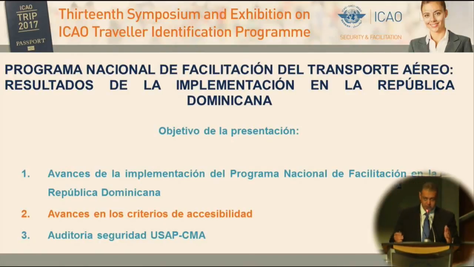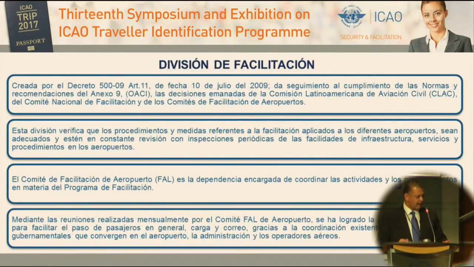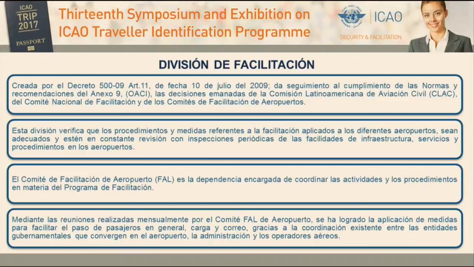First of all, the facilitation division. This is already an operational division which carries out the daily running of the airports in the Dominican Republic. We have 7 international airports in our country, and 2 of them handle around 82% of the total flow of passengers. And we've got 3 others that deal with tourism with less than 5,000 passengers per year.